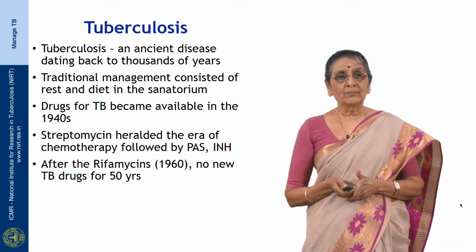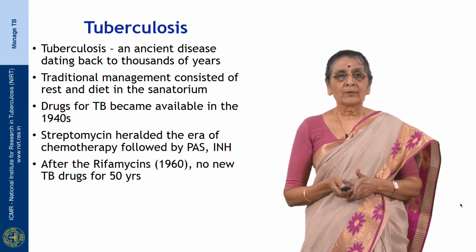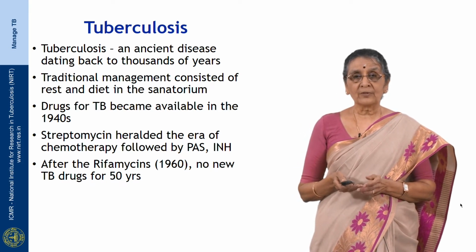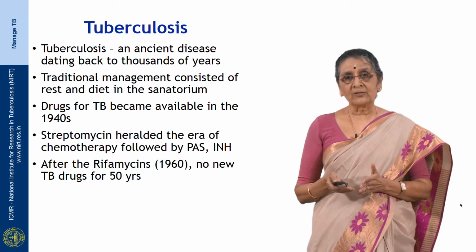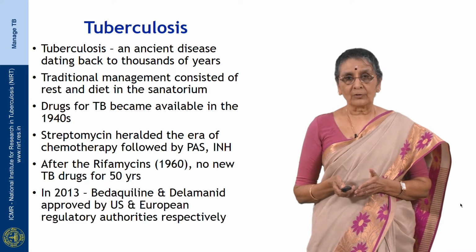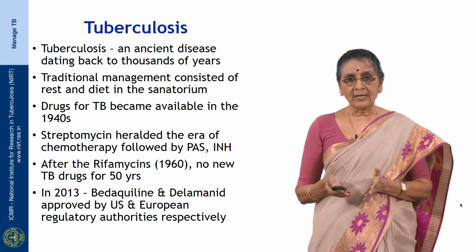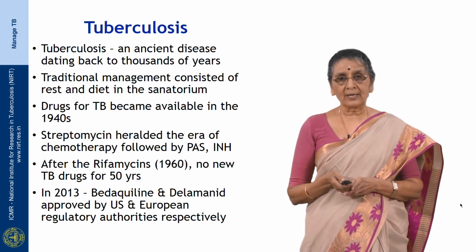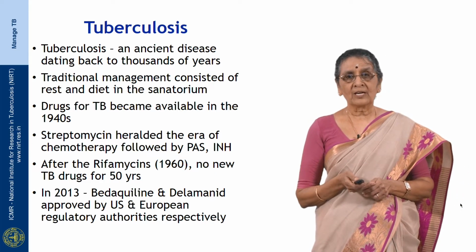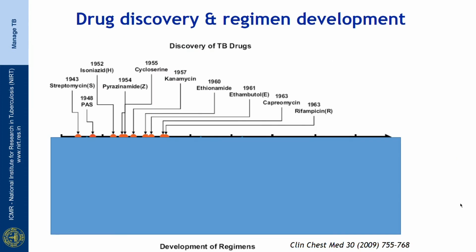This continued till the 1960s, and we had a wonder drug called rifampicin, a bactericidal drug that gave us an opportunity to treat the patient within a 6 month period, and that changed the picture completely. Let us look into the number of drugs that came after the 60s also. For 50 years there were not many drugs. Then in the last decade a number of drugs are being tried, and they are in phase 2 and phase 3 trials, especially bedaquiline and delamanid. These 2 are the drugs approved by the US and European regulatory authorities.